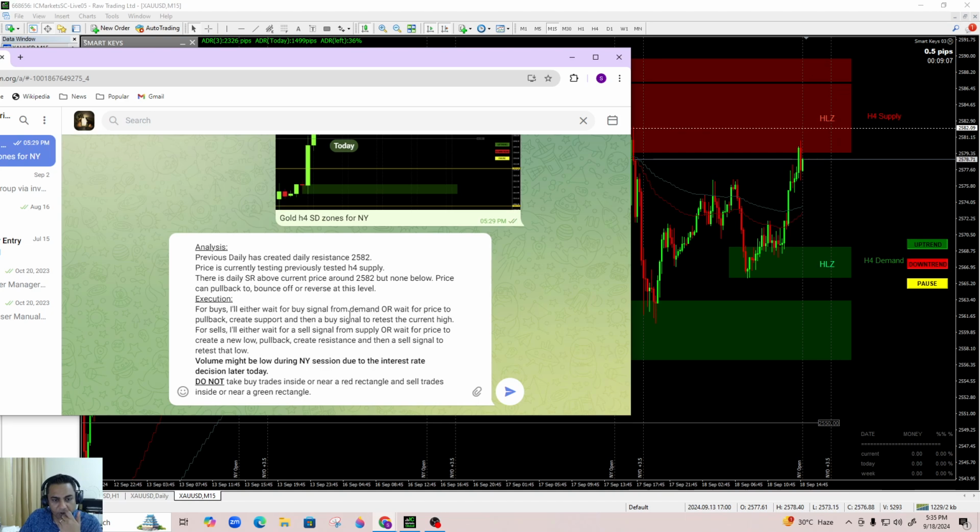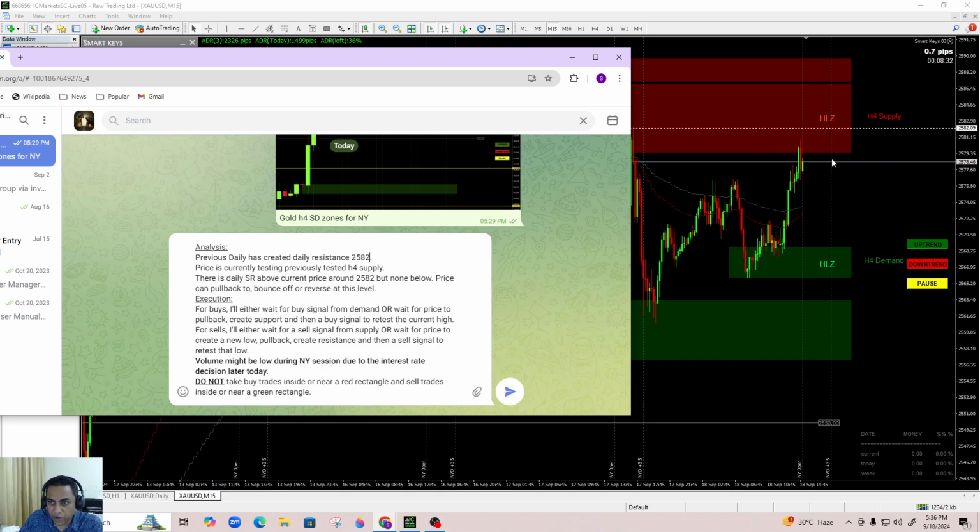So for buy, I'll wait for a buy signal from a demand zone, either of these two are okay for demand zones. Wait for price to pull back and create support. When I say create support, it's always on the M30 time frame, because M30 is a better confirmation time frame, right? So wait for M30 support to be created. Then as that M30 support is being created, you might get an M30 buy signal or an M15 buy signal while that support is being created or soon after, to retest the current high, to come back and retest this high basically.